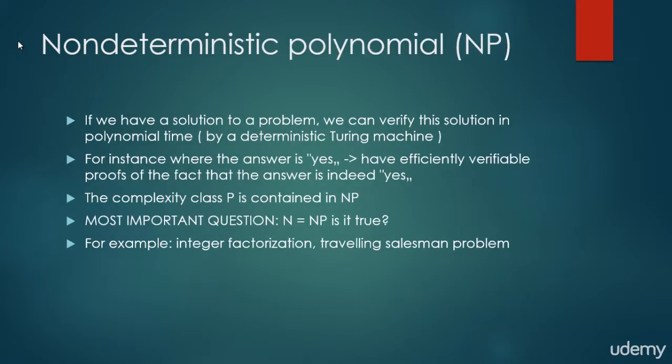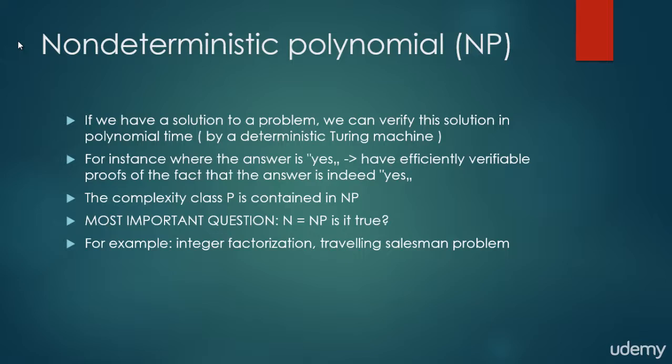As far as the non-deterministic polynomial class is concerned, if we have a solution to a problem, we can verify this solution in polynomial time. So we cannot necessarily solve the problem in polynomial time, but if we find a solution, we can verify it in polynomial time by a deterministic Turing machine. So for instance, where the answer is yes, we have efficiently verifiable proofs that the answer is indeed yes, in polynomial time, quite fast. The complexity class P is contained in NP, and the most important question, as I said earlier, is whether P is equal to NP. Is it true or not?